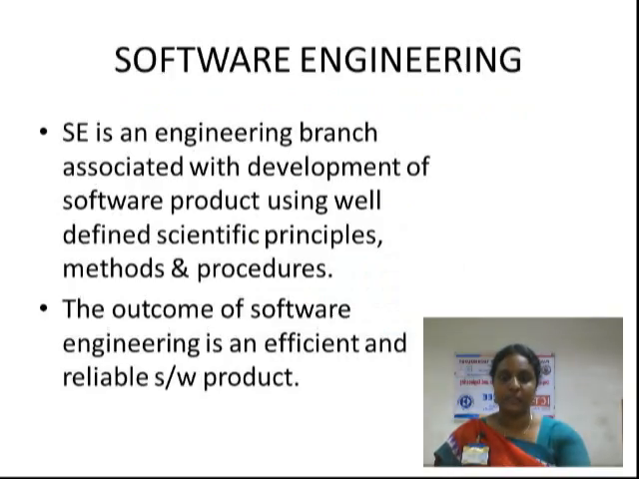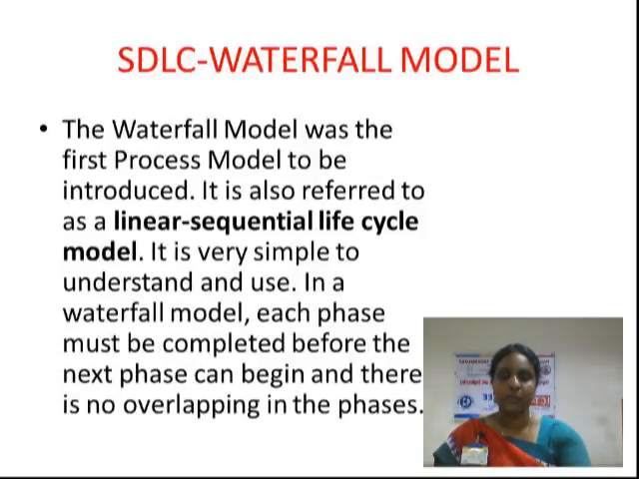Let us see about the definition of software engineering. Software engineering is a branch associated with the development of a software product using well-defined scientific principles, methods, and procedures. The outcome of software engineering is an efficient and reliable software product. Basically, there are different types of process models in order to develop a complete software product, like the waterfall model, iterative model, incremental model, spiral model, etc. But here we will see about the waterfall and the spiral model.